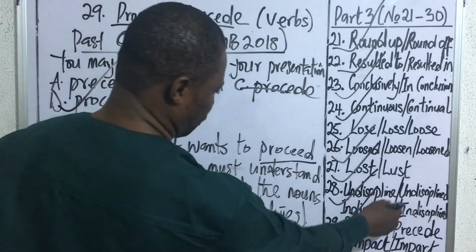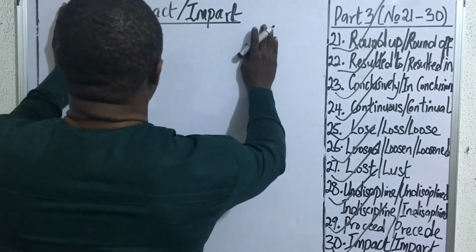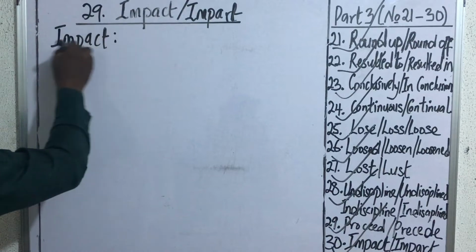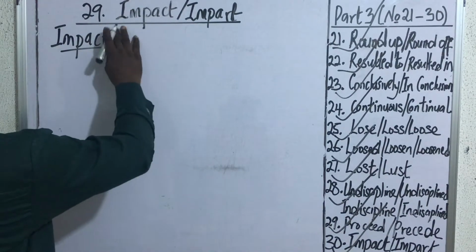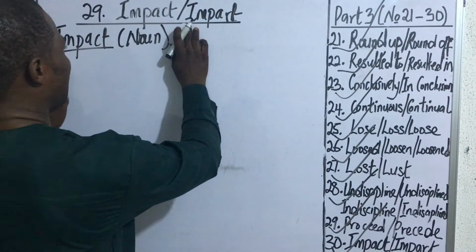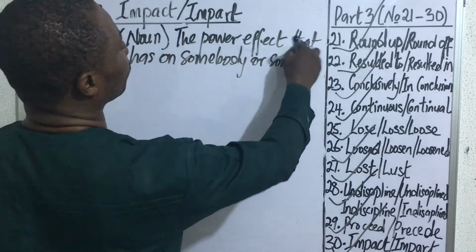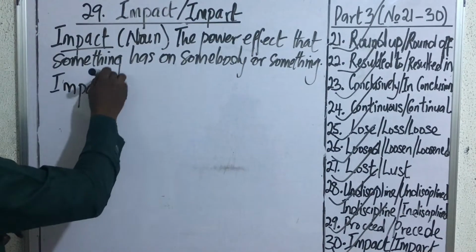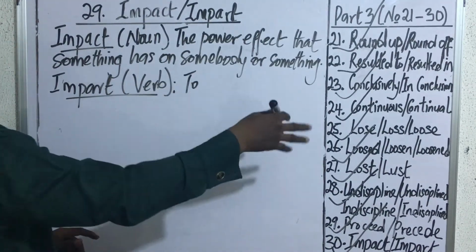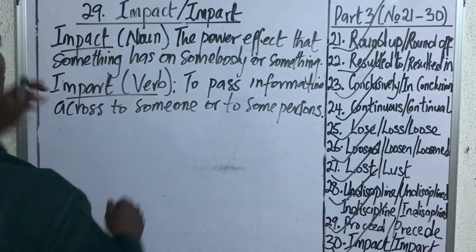Now we move to the last item on our list today, which is impact and impart. Impact, impart. The first word here is a noun, impact. And it means, okay, let's indicate that it is a noun. Impact, a noun, the powerful effect that something has on somebody or on something. While impart is a verb, and it means to pass information across to someone else.